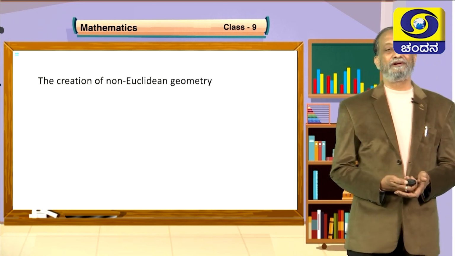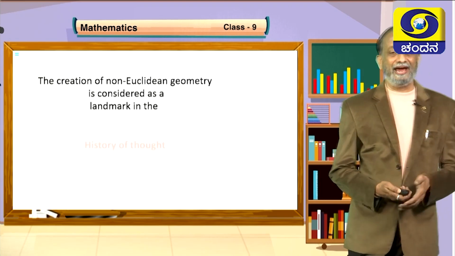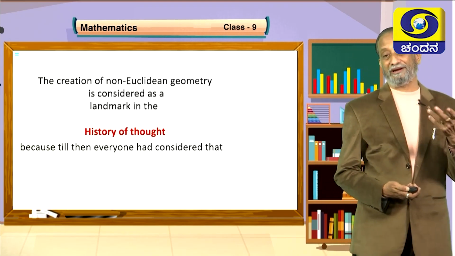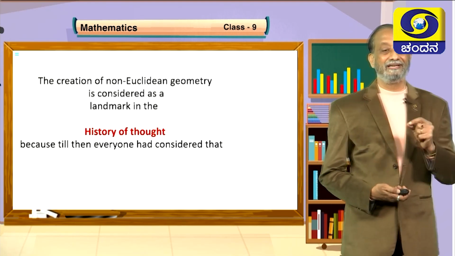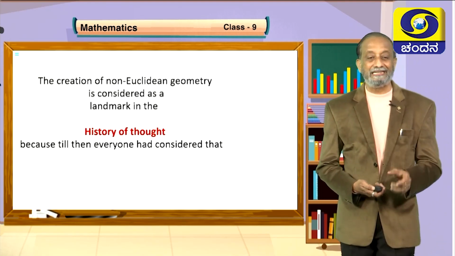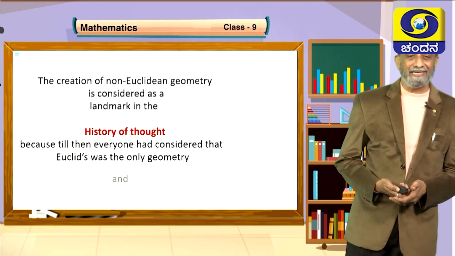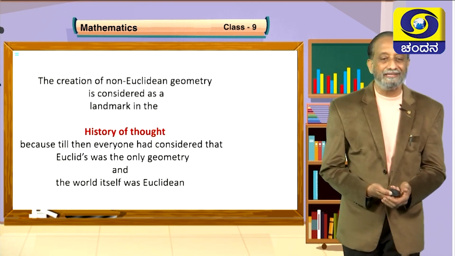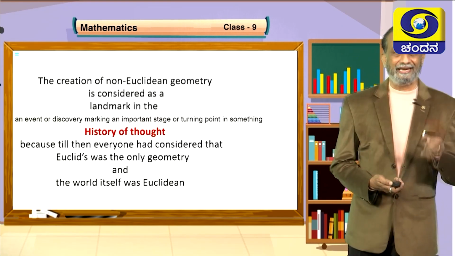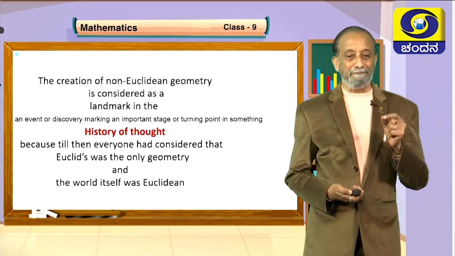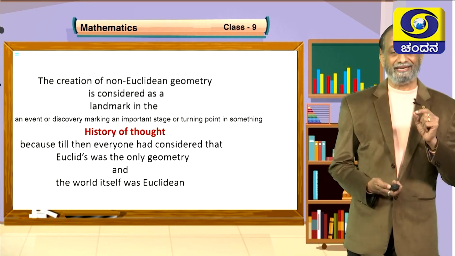The creation of the non-Euclidean geometry is considered as a landmark in the history of thought. In the history of thought, this branch of mathematics is a landmark because till then everyone had considered that Euclid was the only geometry and the world itself was Euclidean. Landmark means an event or discovery marking an important stage or a turning point in something.